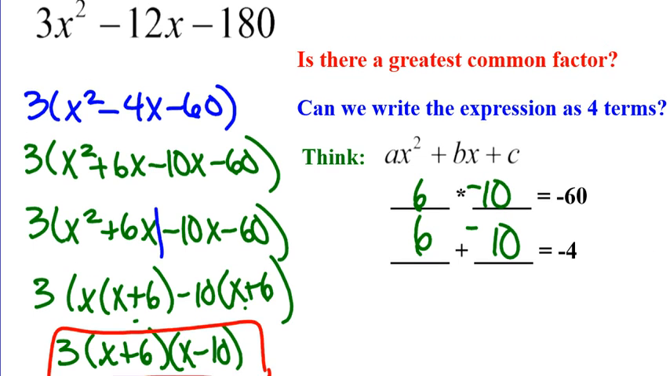Again, to check the equality that we have from the beginning, I would multiply these two factors together, combine the like terms, distribute the 3, and we should end up with 3x squared minus 12x minus 180.